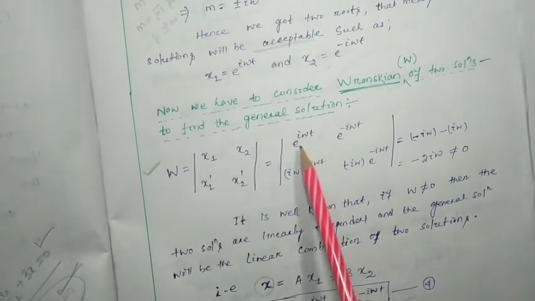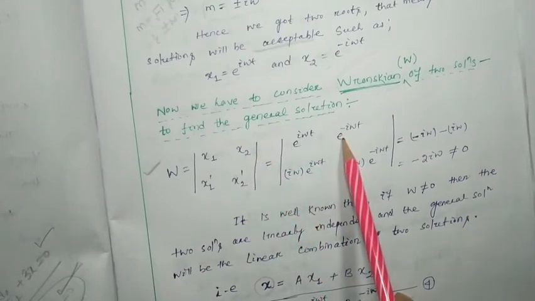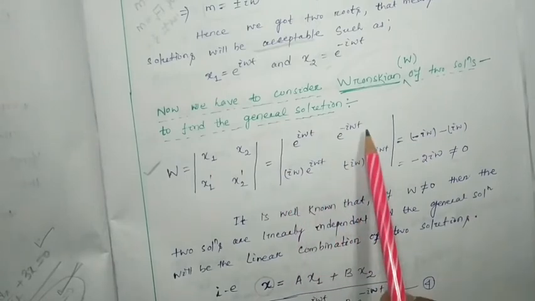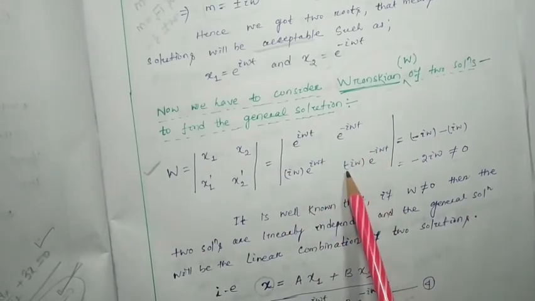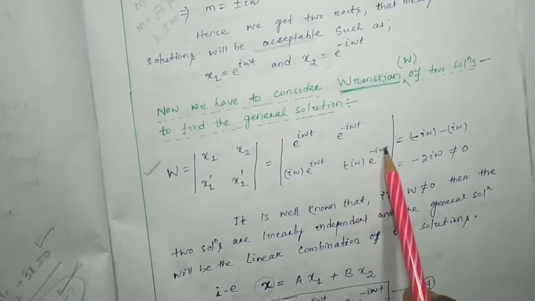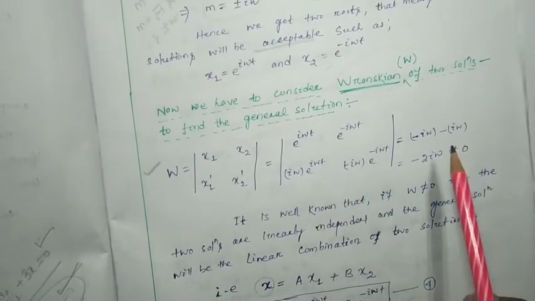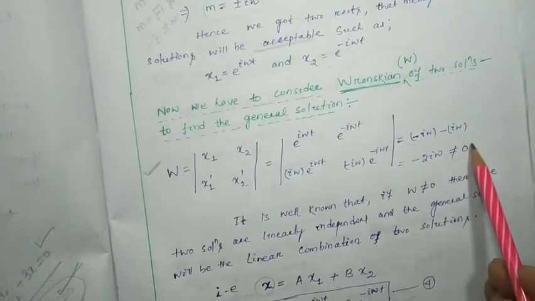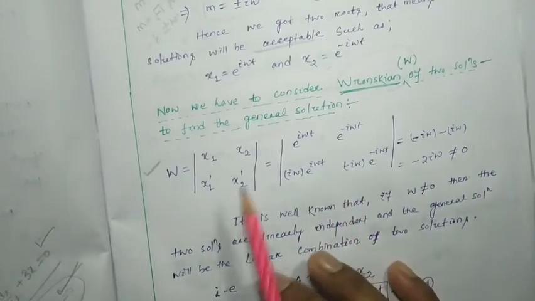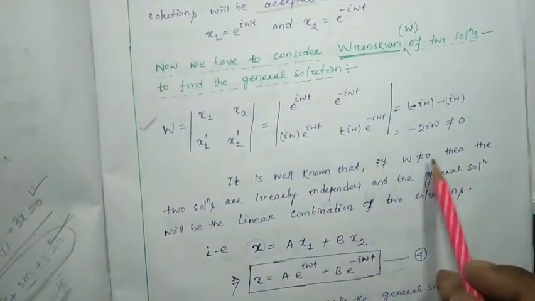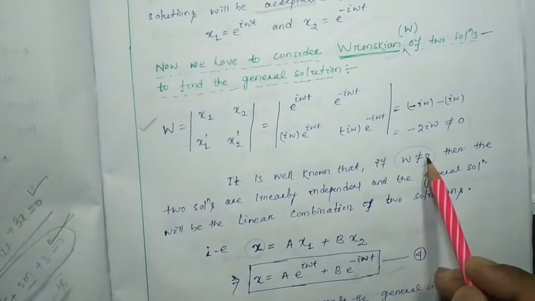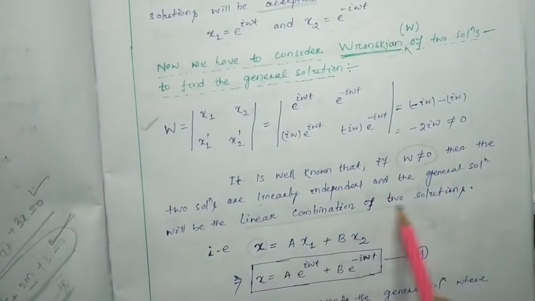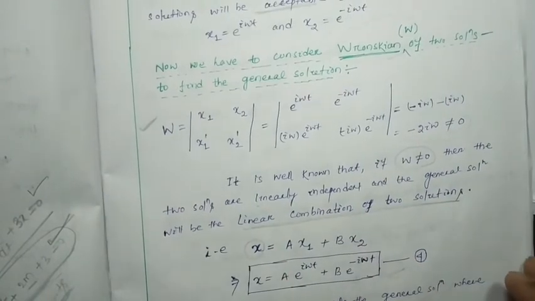So x1 is nothing but e to the I omega t, x2 is nothing but e to the minus I omega t. Here the first derivative of this one is I omega e to the I omega t. The first derivative of this one is minus I omega e to the minus I omega t. If we take the determinant of this, we get minus 2 I omega, which is not equal to 0. So if the Wronskian is not equal to 0, then the linear combination of the 2 solutions will be called the general solution.